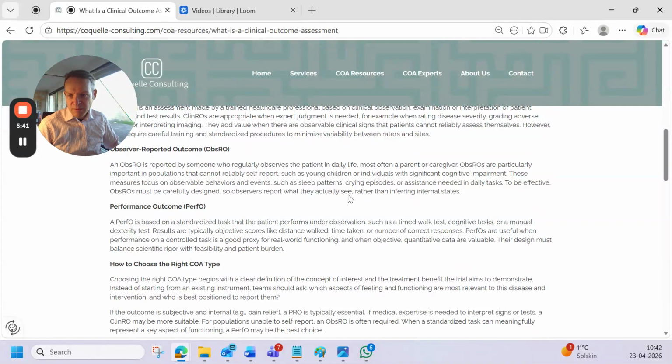Performance outcomes (PerfO) is based on a standardized task that the patient performs under observation, such as a timed walk test, cognitive task, or a manual dexterity test. Results are typically objective scores like distance walked, time taken, or number of correct responses. PerfOs are useful when performance on a controlled task is a good proxy for real-world functioning, and when objective, quantitative data are valuable. Their design must balance scientific rigor with feasibility and patient burden.